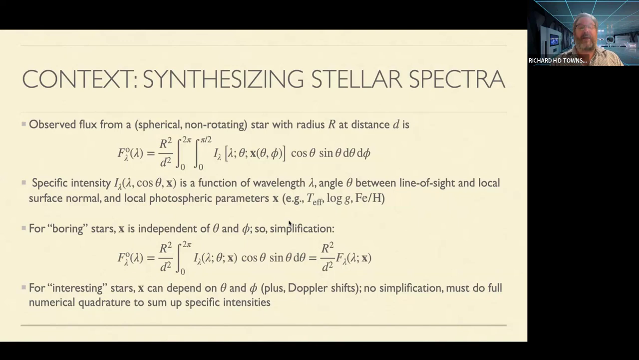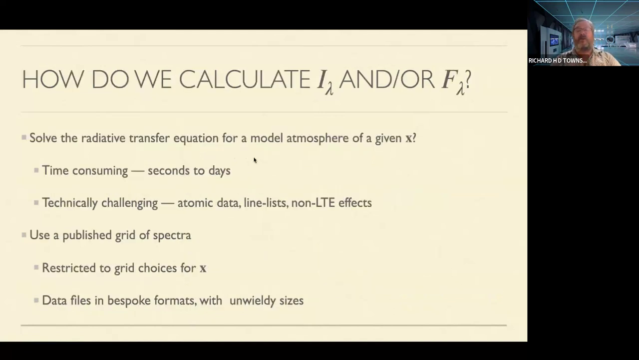And so we have to do the full disk integration. But either way, in order to construct a spectrum for either a boring star or an interesting star, we're going to need a flux spectrum at the stellar surface, F lambda, or a full intensity spectrum at the stellar surface, I lambda. And so the question we're addressing here is, how do we actually calculate I lambda and/or F lambda? And these are really outputs of the stellar atmospheres problem.